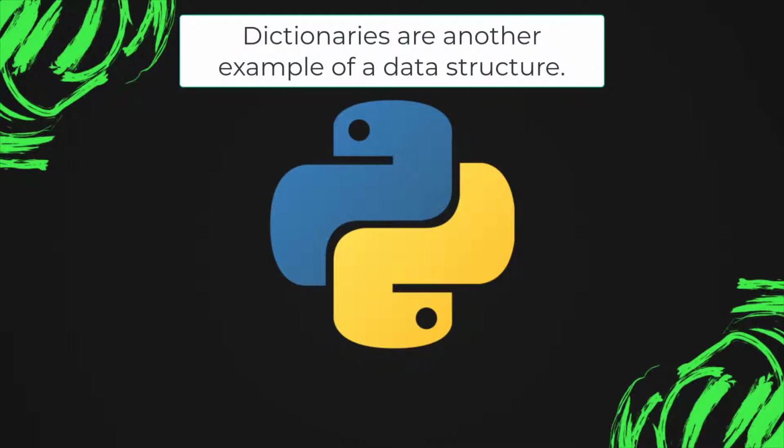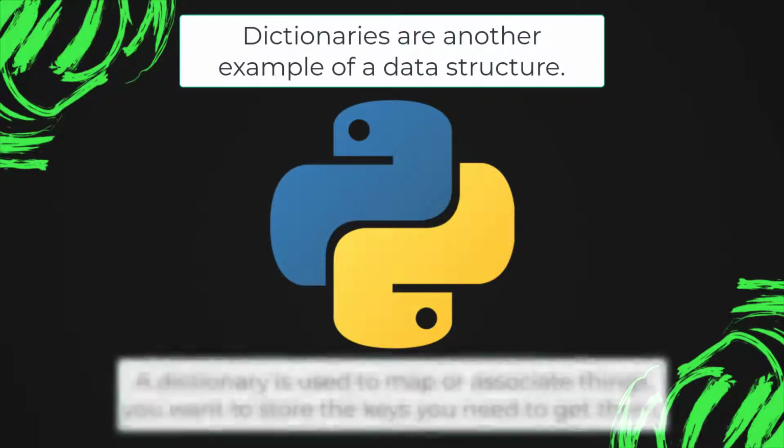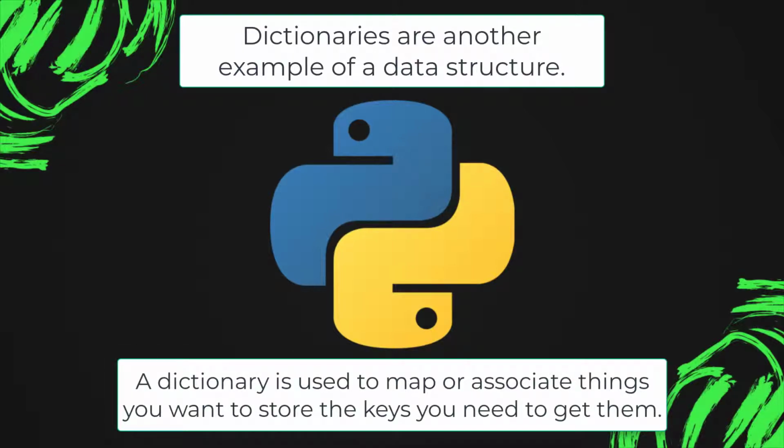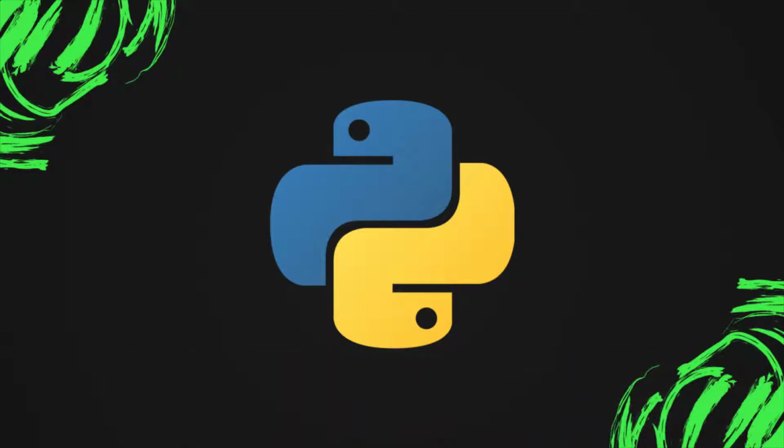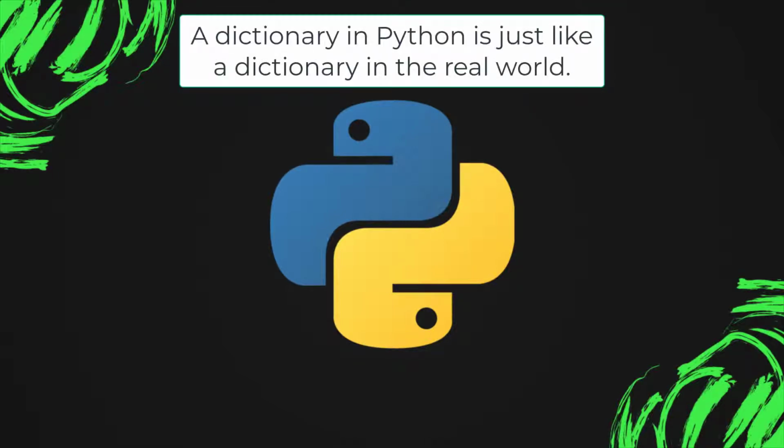In this lecture we will learn about dictionary. Dictionaries are another example of a data structure. A dictionary is used to map or associate things you want to store, the keys you need to get them. A dictionary in Python is just like a dictionary in the real world.